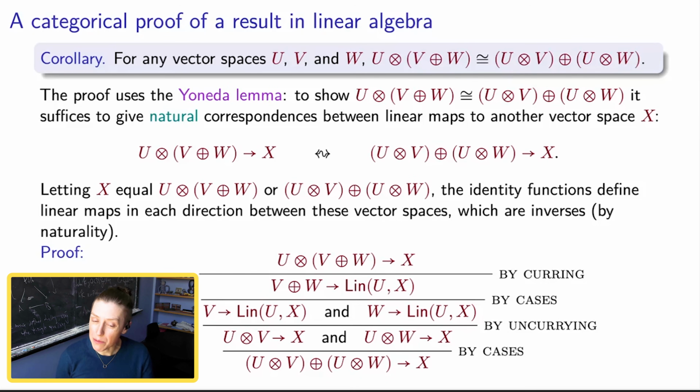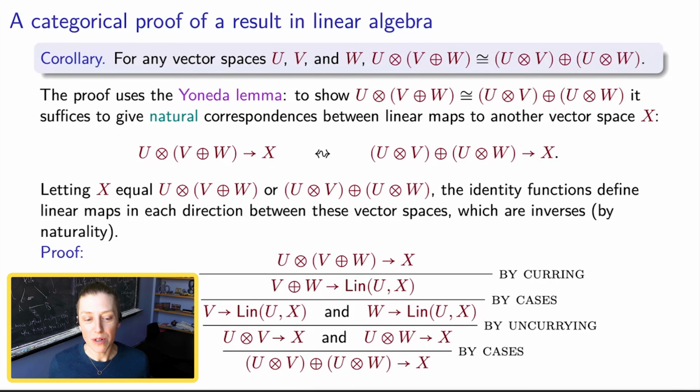And a defining property of the direct sum is that if I want to define a linear map out of a direct sum, it suffices to do it in two cases. On the one hand, I can think about linear maps from V to the vector space of linear maps from U to X. Or separately think about linear maps from W to the vector space of linear maps from U to X. And if I pair those two maps together, I would get a linear map out of the direct sum. So direct sum linear maps decompose in this way and pair back together in this way.